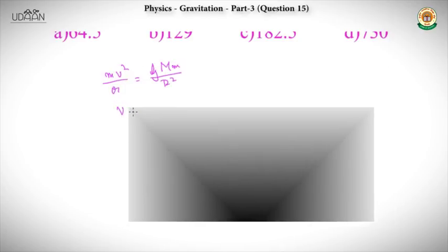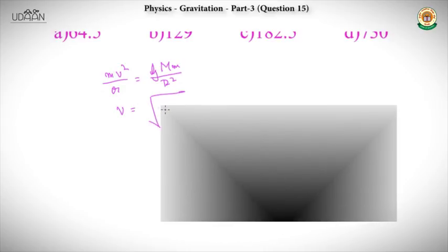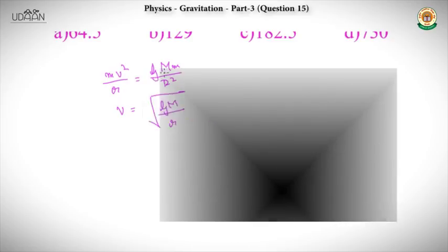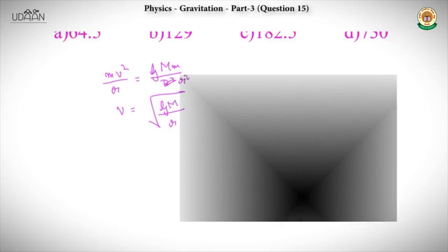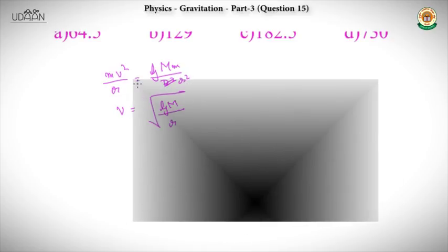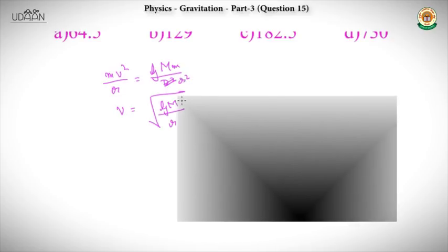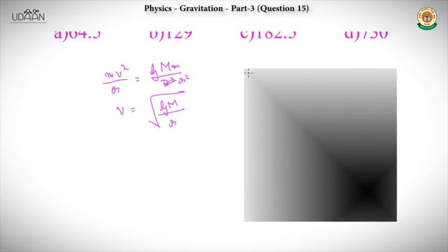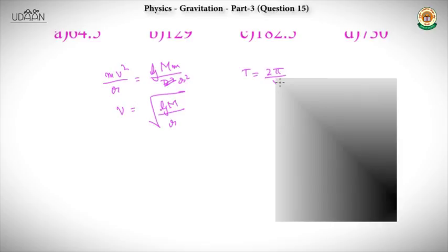Using this, we'll get the expression for velocity, root of GM upon r. Both of the r's are the same, it does not make any difference. r is the distance between the two objects, that is the Sun and the Earth in this case. So therefore we get the expression for velocity. Now again we'll have the expression for time period, 2 pi upon v into r.